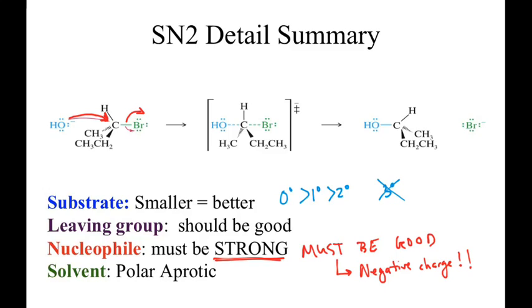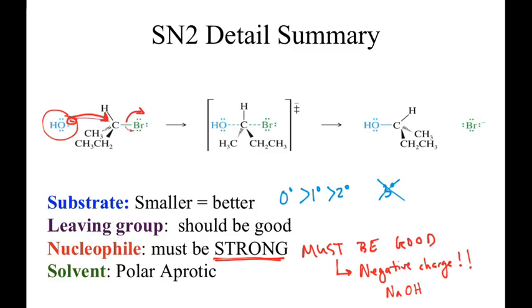So let's do a couple. We've got one example already written up there. We've got OH minus. You can see that minus charge written in the upper right-hand corner. So that would be a red flag that we're looking at an SN2 reaction. We've got that negative charge. But what if it had been written as NaOH? Well, NaOH is a neutral compound. Is that a strong nucleophile?